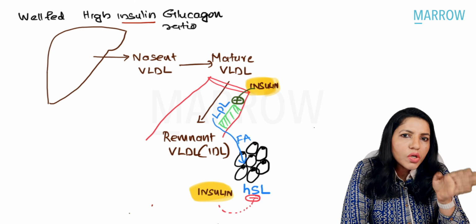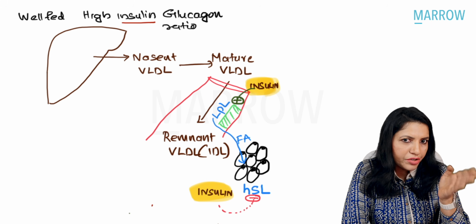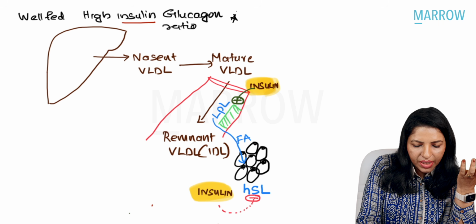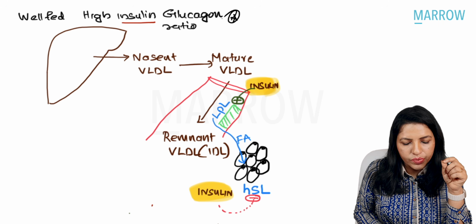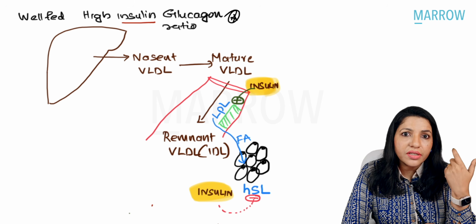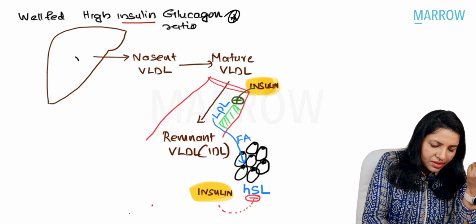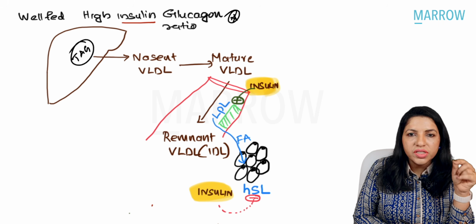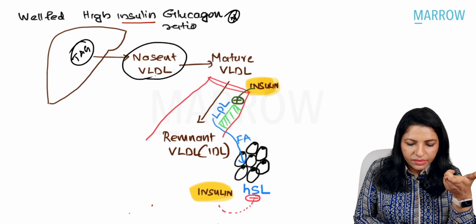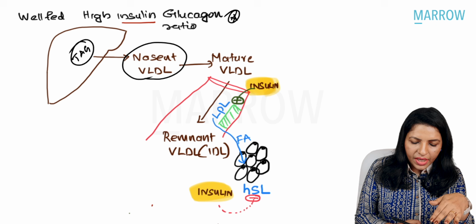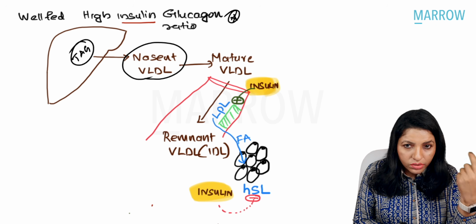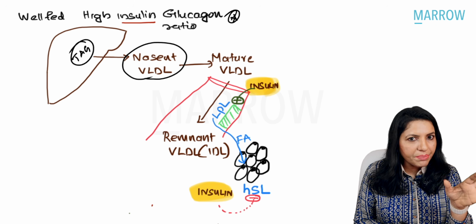So here we all know that insulin is required in the well-fed state. So in the well-fed state, what is the situation of the insulin-glucagon ratio? It is very high. So if the insulin-glucagon ratio is very high, we know that endogenous synthesis of triacylglycerol will take place, right? This endogenously synthesized triacylglycerol is carried in nascent VLDL. This nascent VLDL is converted to mature VLDL, and later on we know that one enzyme called lipoprotein lipase acts on this mature VLDL so that it becomes remnant VLDL.